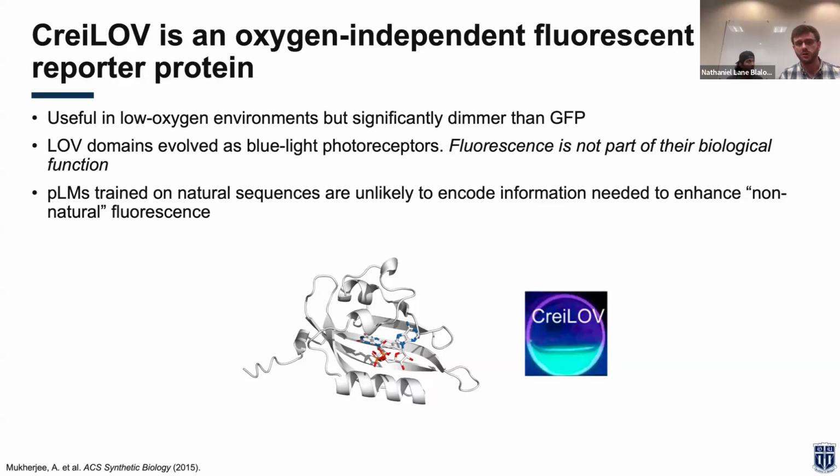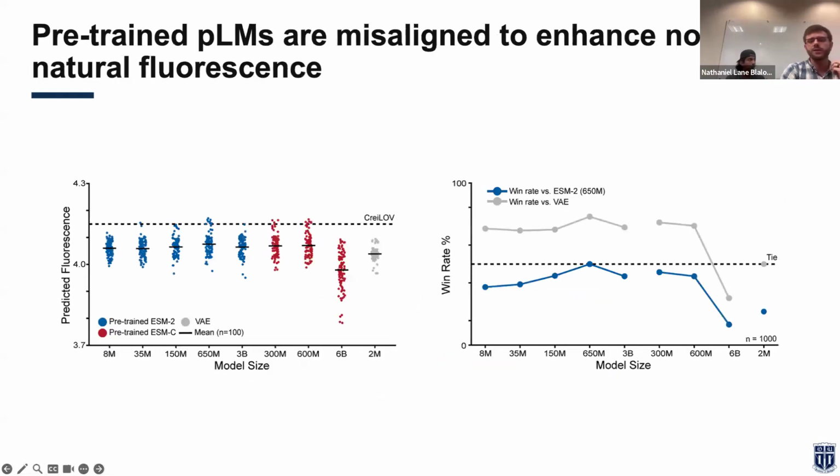So when you think about these models, like protein language models trained on natural sequences, they're not very likely to encode the information needed to enhance a non-natural property like this. But there's a need for this. Just like we see in many cases in protein engineering, we want to have generative sequence models that are aligned to generate sequences with the non-natural properties enhanced. And so we wanted to verify if these pre-trained protein language models were actually misaligned to enhance non-natural fluorescence.